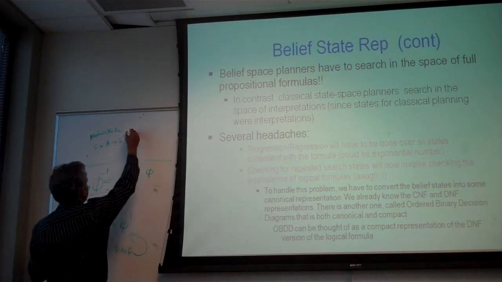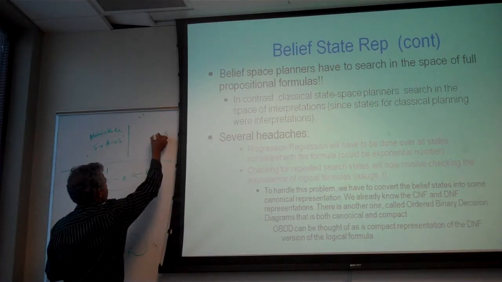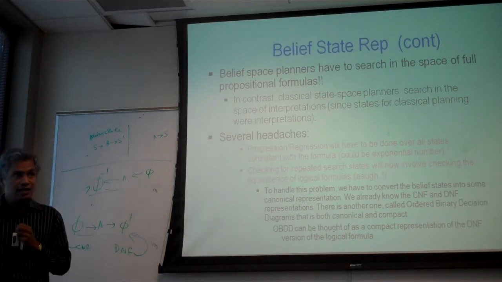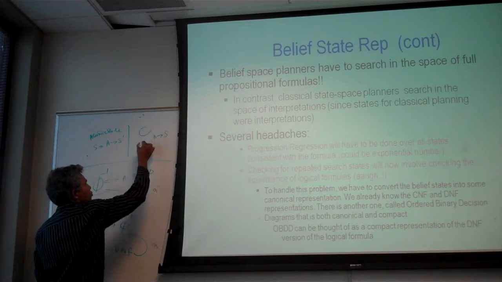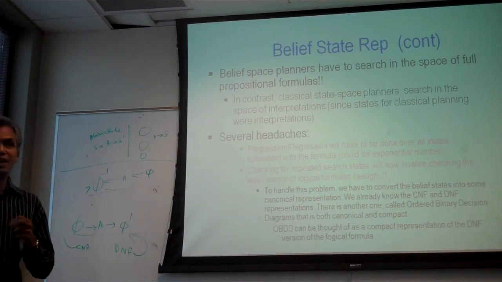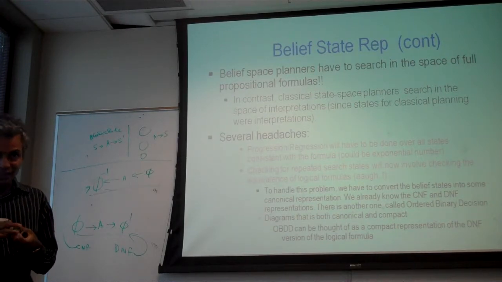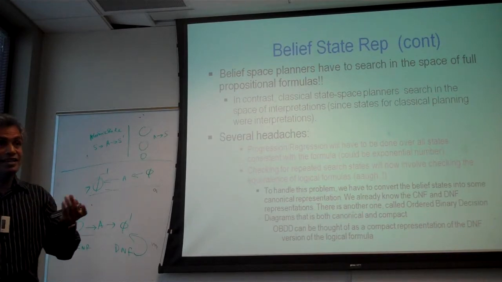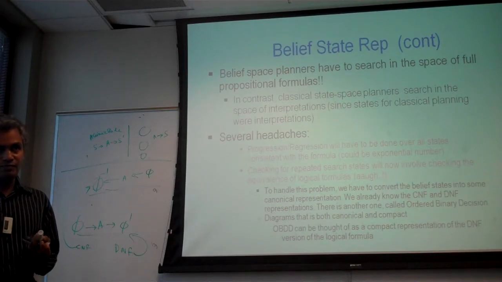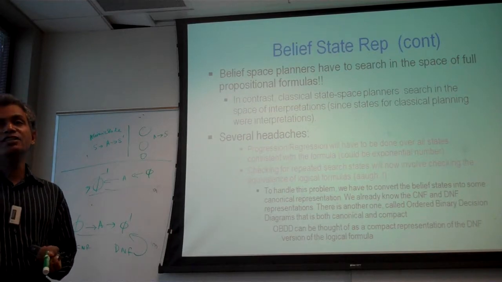You can also talk about pre-images, which is: if after action A you are in state S, what are all the states that you could have been in, from which if you did A, you would be in S? That would be the pre-image. If you do it at the atomic level and then just combine all the atomic level results, that's another way of doing progression and regression. That's more or less what BDDs wind up doing.